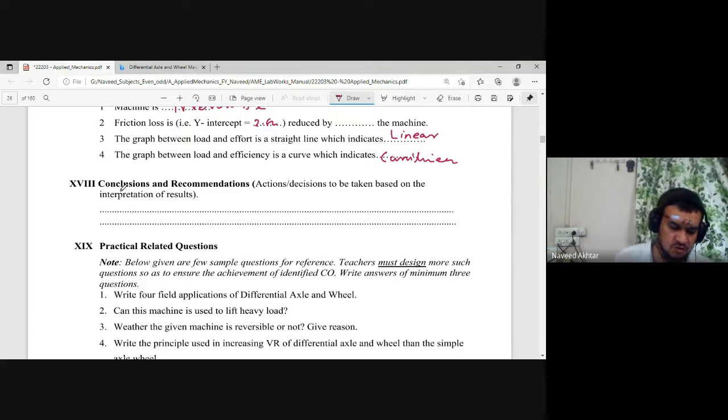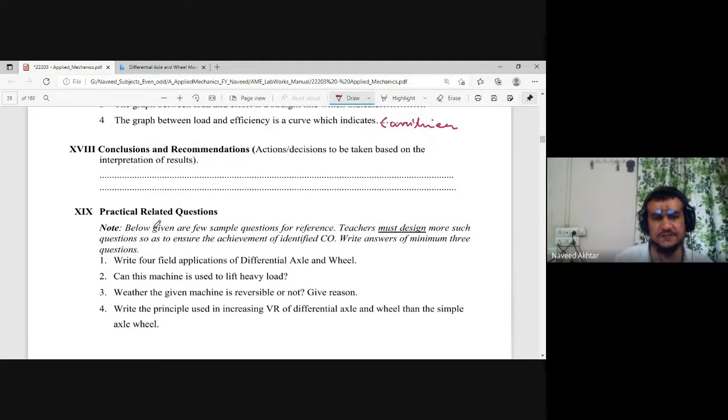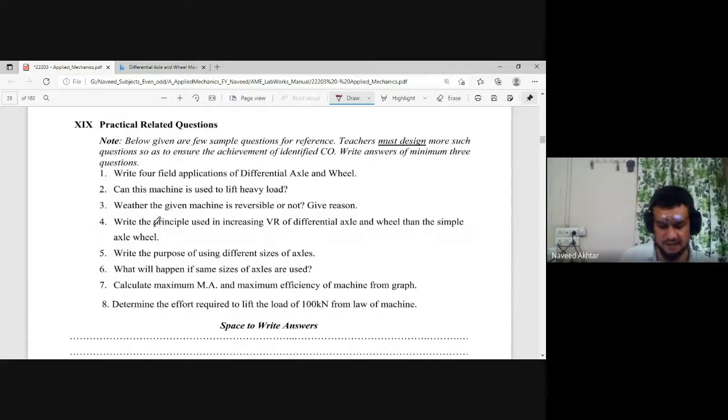So the given machine is irreversible, non-reversible, because the efficiency is less than 50, and it is used to lift a light weight. Then a practical related question is there. Write four field applications of the differential wheel and axle. The wheel and axle consist of, you can write down the answer, where it is applied.